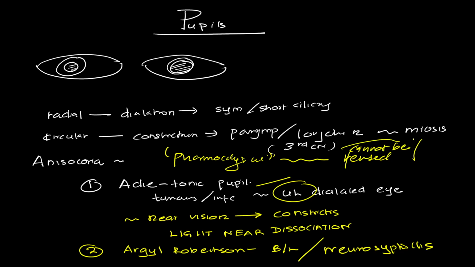Why is that? Now you have already added an agent which has caused the dilation, and so if you add another agent for the parasympathetics to work, it will not have an impact. So you can differentiate an Adie's tonic pupil from the Argyll-Robertson, which of course will not work well, and from the pharmacological mydriasis, by adding a constrictory agent, an agent that will trigger the action of the parasympathetics.